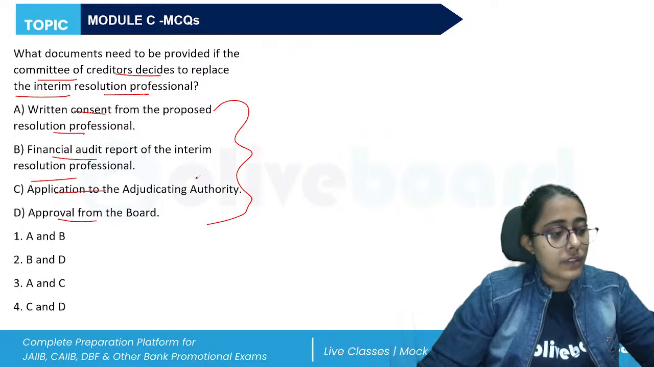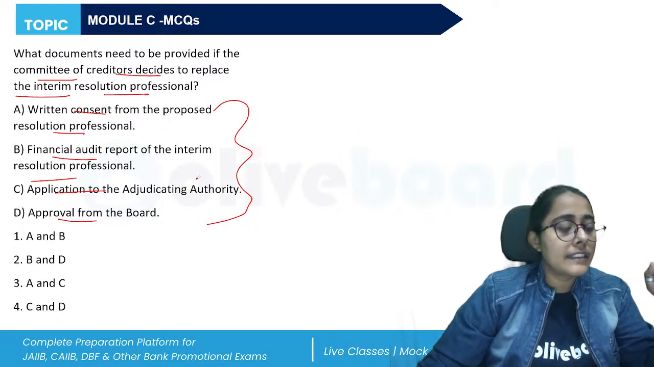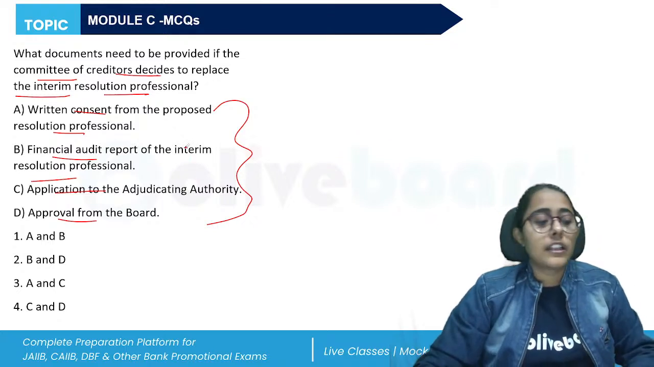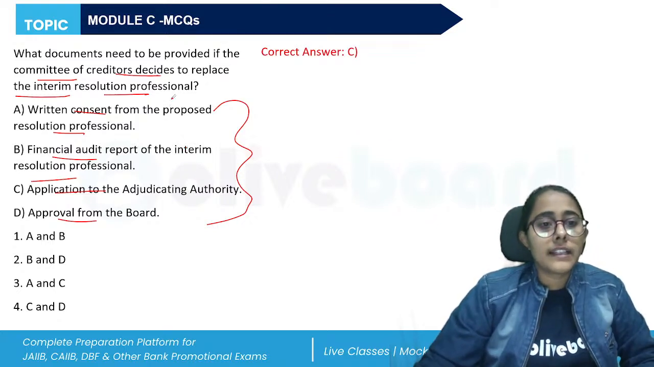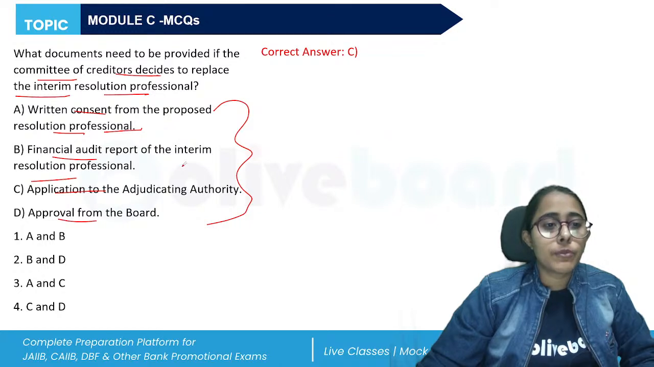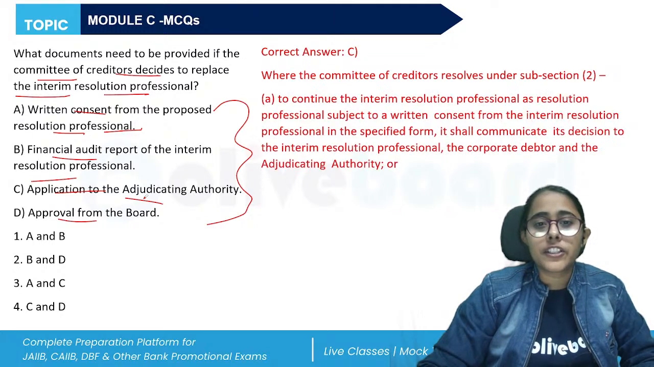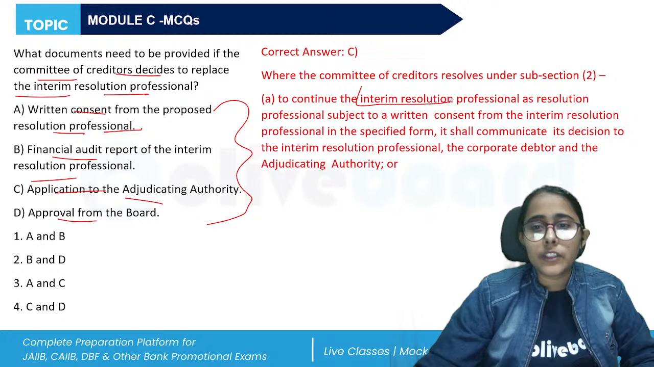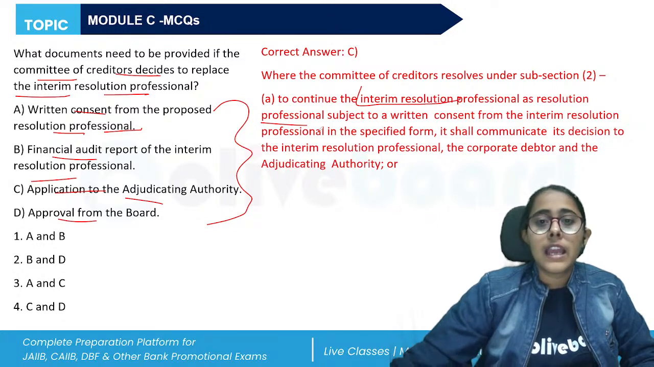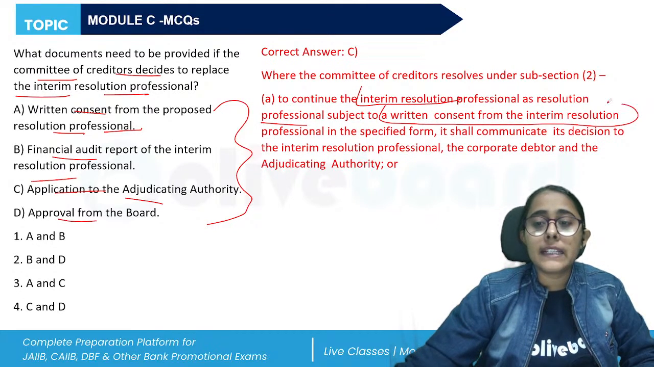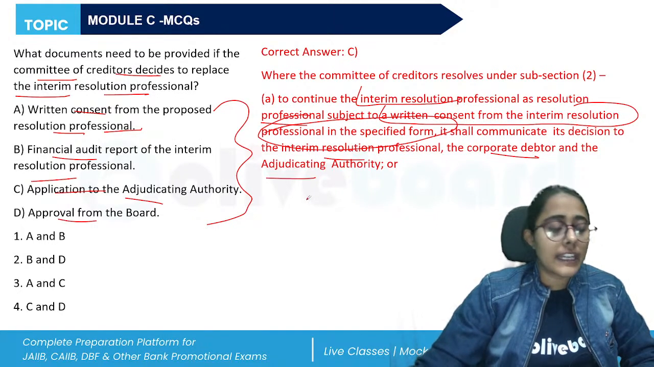So if they want to replace the interim resolution professional, then the documents that are required are written consent from the proposed resolution professional and application to the adjudicating authority. So where the committee of the creditors resolves under subsection 2 to continue the interim resolution professional as resolution professional, it is subject to a written consent from the interim resolution professional in the specified form, and it will be communicated to the interim resolution professional, the corporate debtor, and the adjudicating authority.